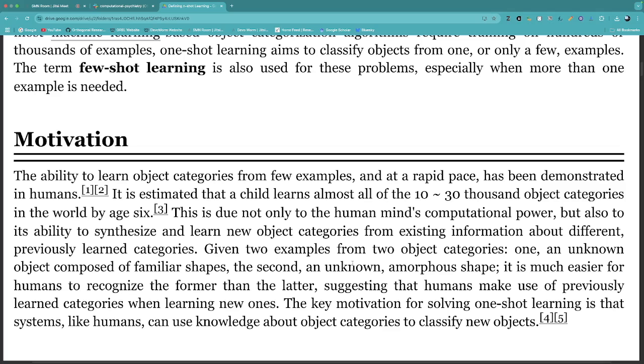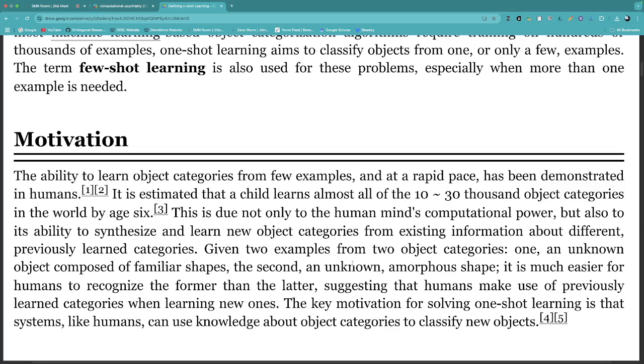Given two examples from two object categories. One, an unknown object composed of familiar shapes. The second, an unknown amorphous shape. It is much easier for humans to recognize the former than the latter. So it's easier for us, I guess at least in development, to recognize an unknown object composed of familiar shapes. And of course, we know this from cognitive science, where you give people these different geometric primitives and they can identify them and put them together and give it a name.